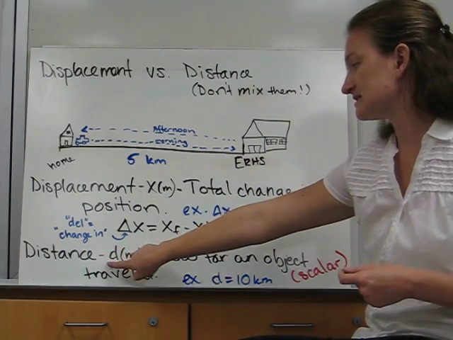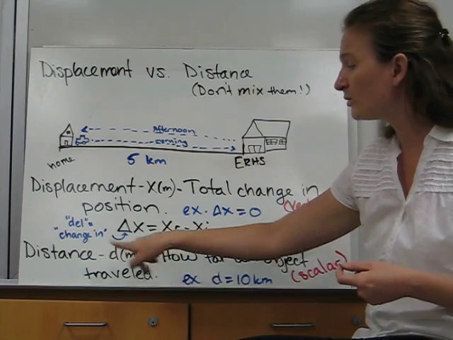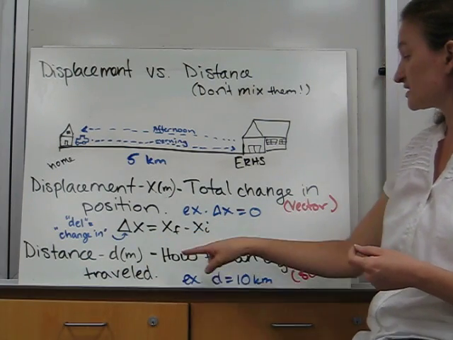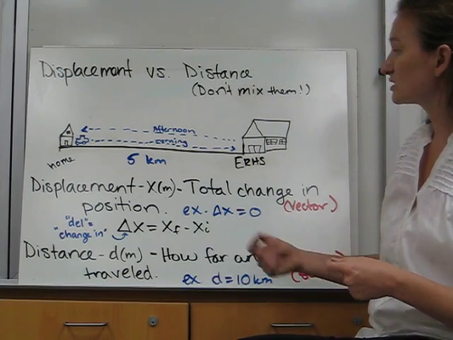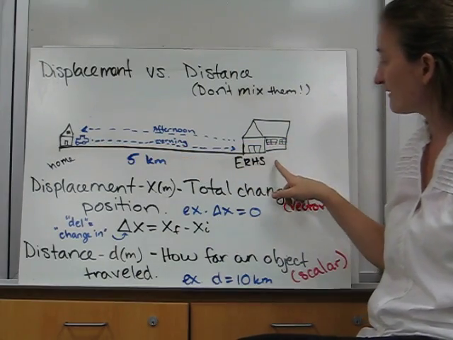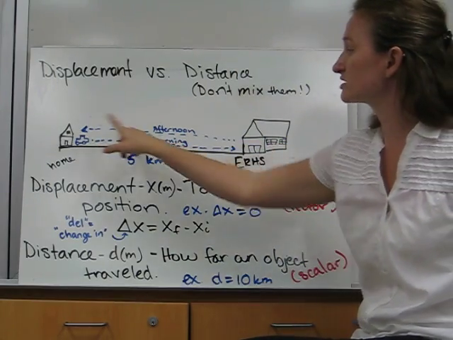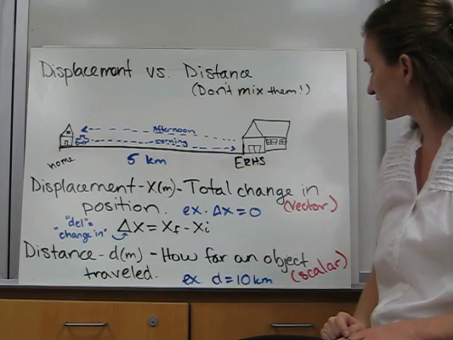Let's go to distance. Distance is represented by a d, and it's also measured in meters. We will almost never use this, but it's basically just how far an object has traveled. So let's look at this example. You're coming from your house and you're traveling to school, and then you're going to go back again. That distance is 5 kilometers.